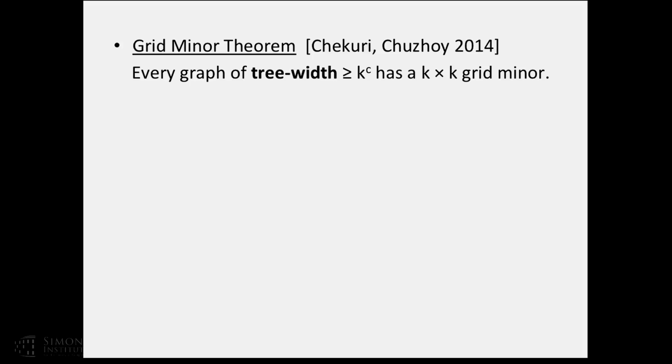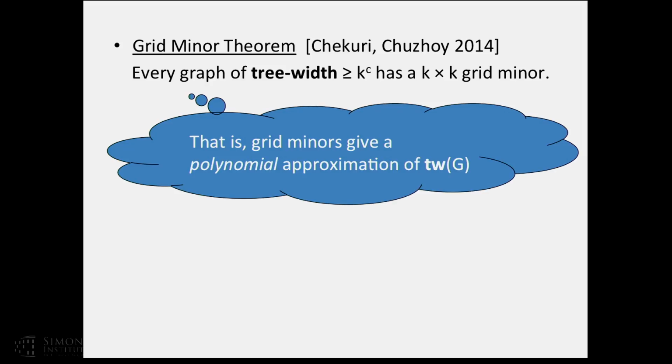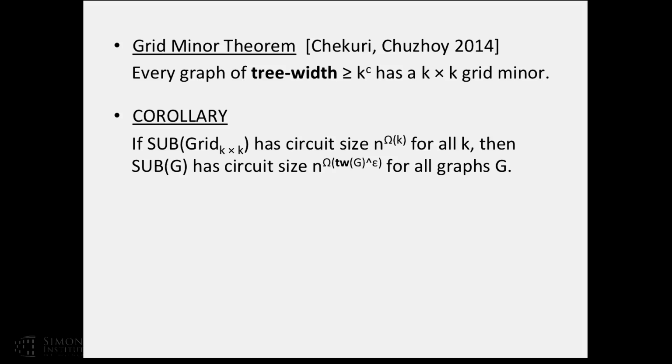Before talking about the case of tree depth, let me mention that the very celebrated result of Chekuri and Chuzhoy proved polynomial bounds on the grid minor theorem. So this was a very big result in graph minor theory from a few years ago. They show that every graph with tree width at least k to some constant c contains a k by k grid minor. Okay? And what this is showing is that if you look at the size of the largest grid minor in a graph G, this is giving a polynomial approximation to the tree width. So we have a nice, one parameter kind of approximation of tree width. Note that a corollary of this result is that in order to prove a lower bound on the AC0 circuit size, or just the unrestricted circuit size of the G subgraph isomorphism problem, in terms of tree width, it would suffice to prove a bound for all grids.